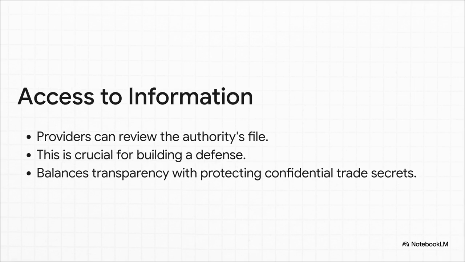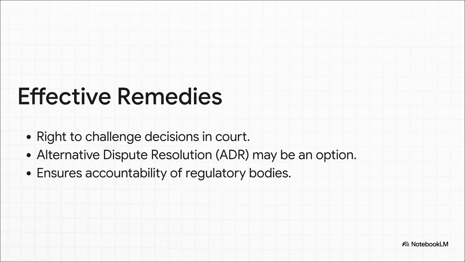Next up is access to information. This means an AI provider can actually look at the file the regulators have on them. And this gets to the heart of that balancing act I mentioned earlier. It provides the transparency a company needs to build a defense while still protecting genuinely confidential information, like the source code of the model.